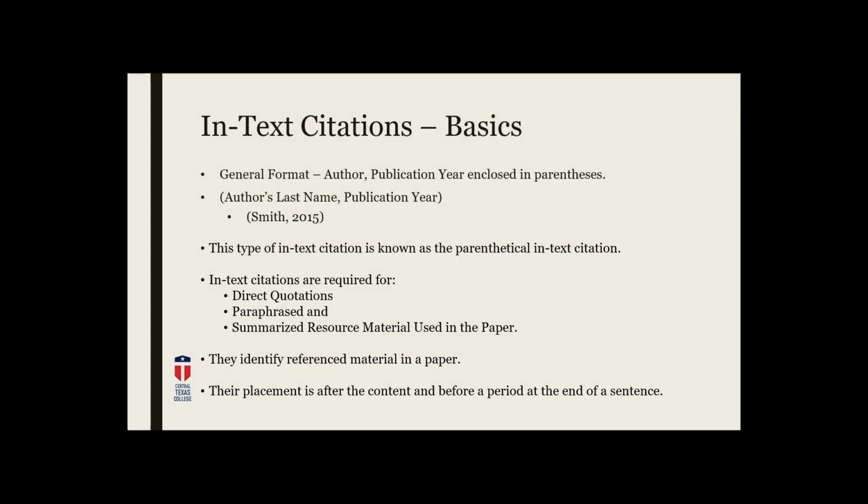In-text citations, the basics. The general format will be the author's last name and the publication year enclosed in parentheses. This type of in-text citation is known as the parenthetical in-text citation. You'll notice that it is a parentheses, the author's last name, a comma, the publication year, and then the close parentheses. In-text citations are required for direct quotations, paraphrased and summarized resource material used in the paper.